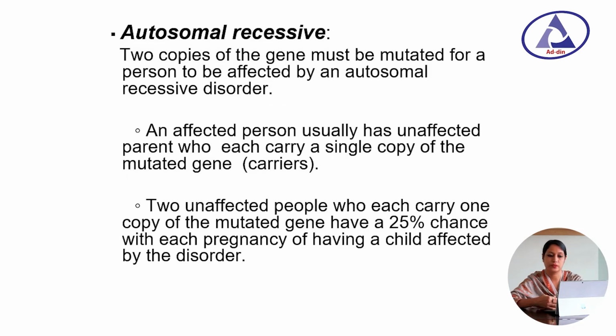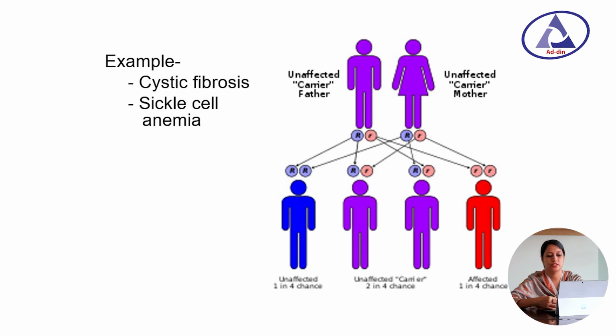Autosomal recessive disorder. Two copies of the gene must be mutated for a person to be affected by an autosomal recessive disorder. An affected person usually has unaffected parents who each carry a single copy of the mutated gene and are referred to as carriers. Examples: cystic fibrosis and sickle cell anemia.